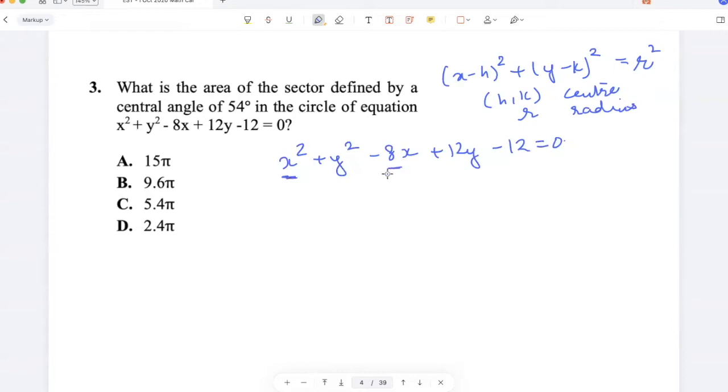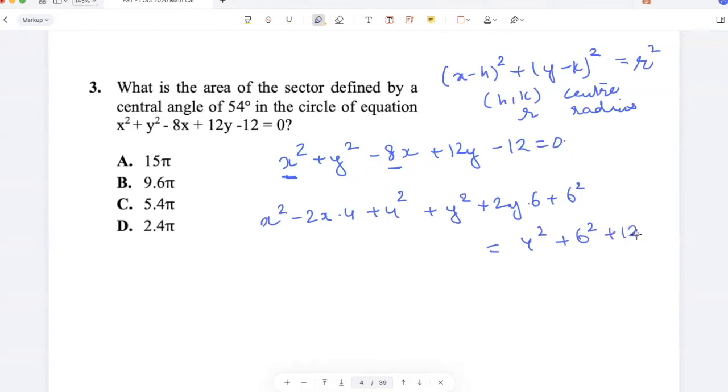So x squared minus 8x, right? So I'll write it as 2x into 4 and I'll add the square of 4. Similarly, y squared plus 12y, 2y into 6 and add the square of 6. And I'll add 4 squared and 6 squared to the right hand side and bring 12 also to the right hand side. So these three terms become x minus 4 the whole squared, a squared minus 2ab plus b squared, so a minus b the whole squared.